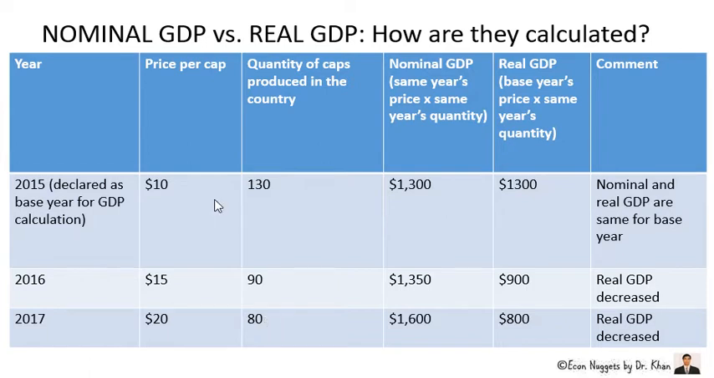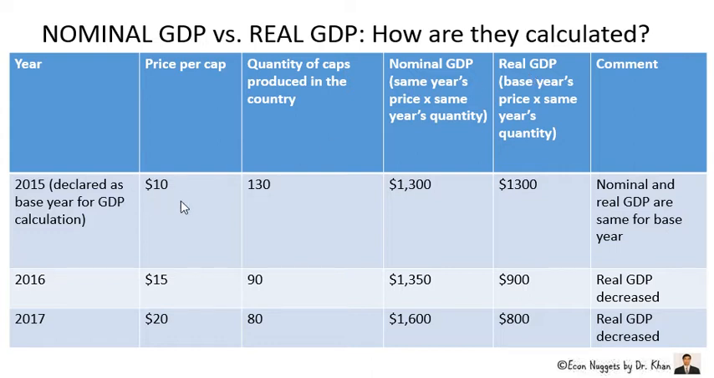Now, let's say the economic authority of that country, call it Econland, decided that 2015 would be the base year in terms of GDP calculation. And now let's see how those numbers will play out for 2015 for nominal GDP calculation and real GDP calculation.